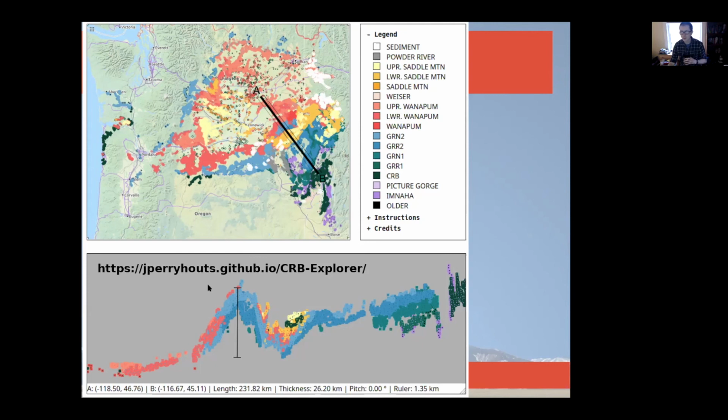And I made this tool that you can use online through this URL, which I'll post in the chat later during questions. It's an interactive tool where you can look at all these maps that we digitized of Columbia River flood basalt contacts, and you can see all kinds of really bizarre features in here. Very cool. I recommend checking that out.